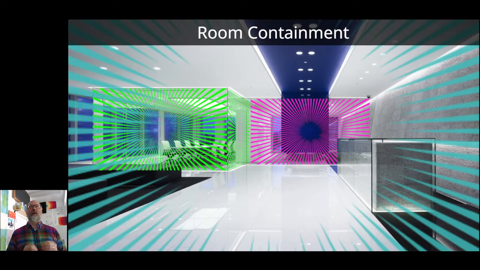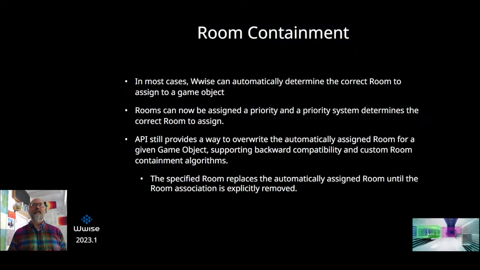Another aspect of spatial audio in Wwise relies on the ability to know what room a sound is in so that the sound accurately propagates towards the listener using the correct reverb. Previously, it was the game engine's sole responsibility to calculate room containment, but now it's possible to perform this calculation directly and automatically inside Wwise. So in most cases, Wwise can automatically determine the correct room to assign to a game object, even if a room is fully contained inside of another, as long as it doesn't share any surfaces with the surrounding room.